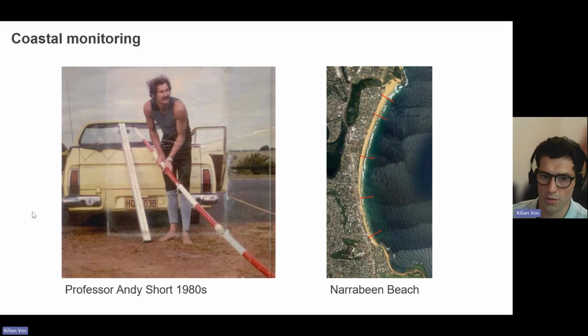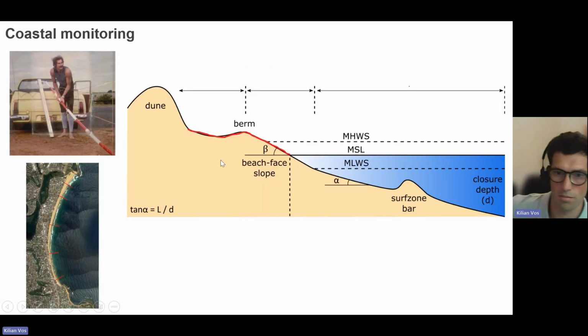So here's Professor Andy Short. He lived in Sydney, and in the 1980s he started surveying the beach. He's one of the pioneers in coastal monitoring, and he would go out with his pole and survey 5 profiles at Narrabeen in Sydney. And the part of the beach that Andy was measuring is the subaerial beach, so basically from the dune to the waterline.